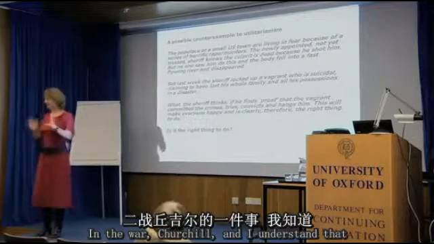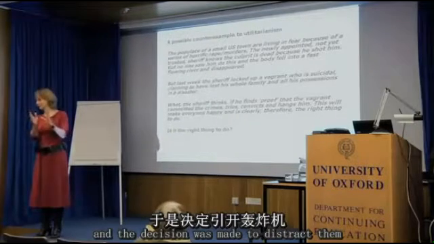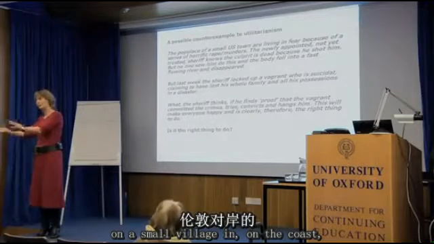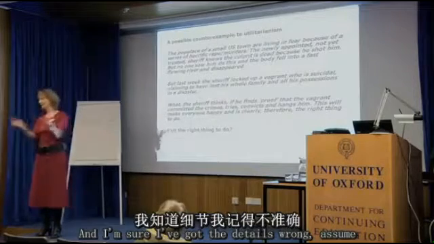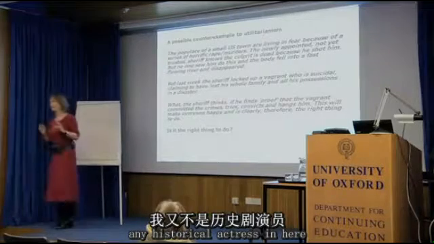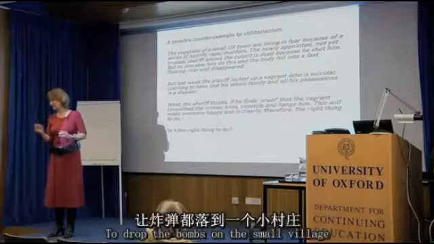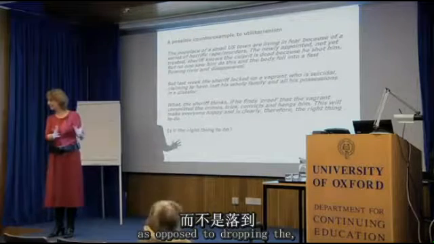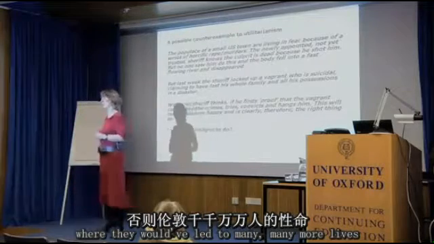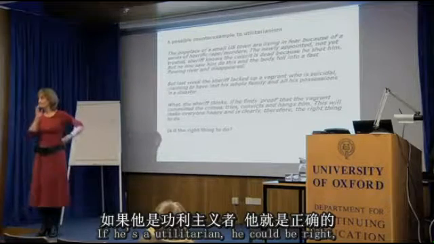In the war, Churchill, and I understand this is a true story, there were bombers coming over, and the decision was made to distract them and make them drop their bombs on a small village on the coast, as opposed to London. I'm sure I've got the details wrong. Assume I've got the details wrong. I'm not claiming any historical accuracy here. But would Churchill have been right to have done that? To have dropped the bombs on the small village as opposed to dropping the bombs on London, where they would have led to many, many more lives being lost? If he was a utilitarian, he'd be right.